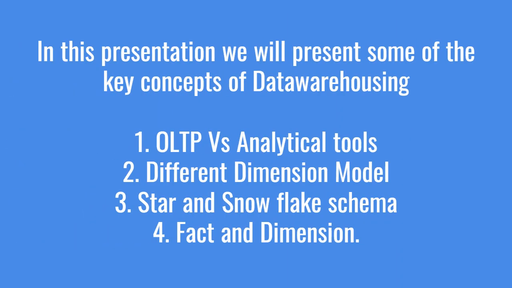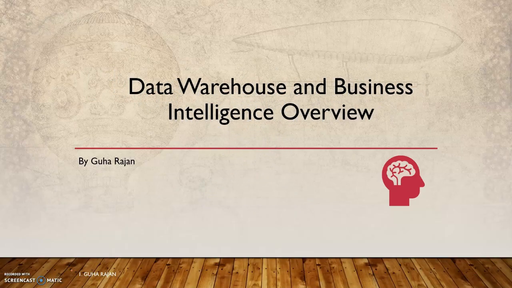In this presentation, we will present some of the key concepts of data warehousing. 1. OLTP versus analytical tools. 2. Different dimension model. 3. Star and snowflake schema. 4. Fact and dimension. Let's now look at an overview of data warehousing and business intelligence.